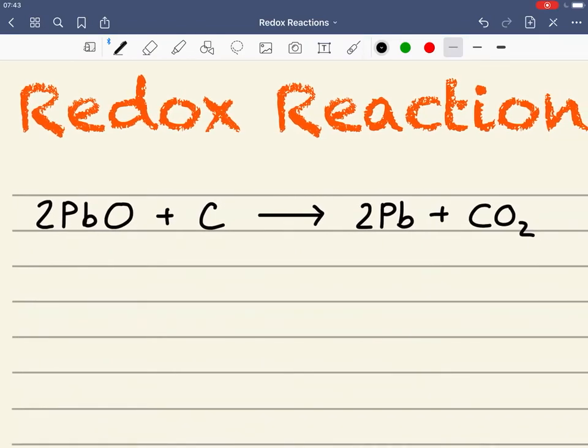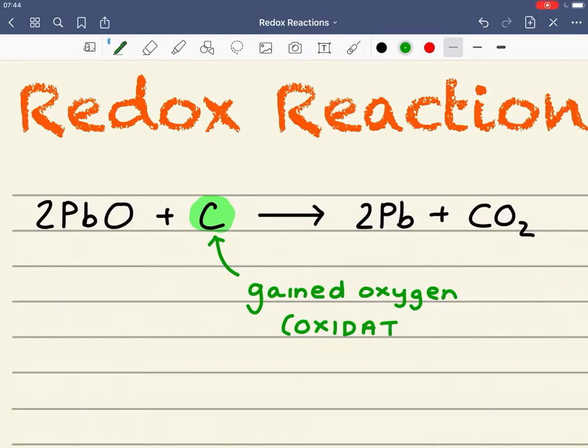Now, a very simplistic way of looking at oxidation is the gaining of oxygen. You can see from this reaction that the carbon has gained oxygen, so we say it's oxidized. Or oxidation.